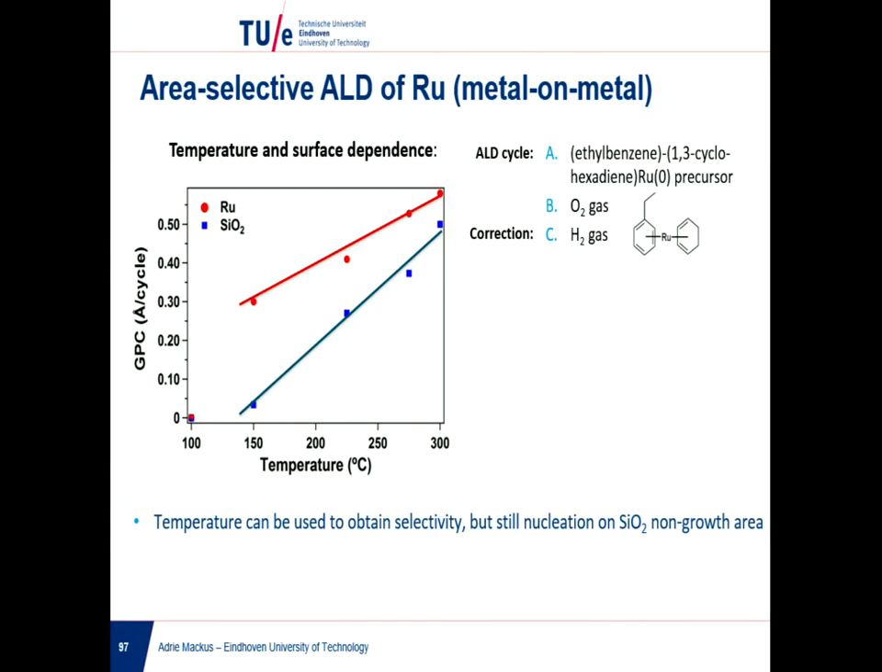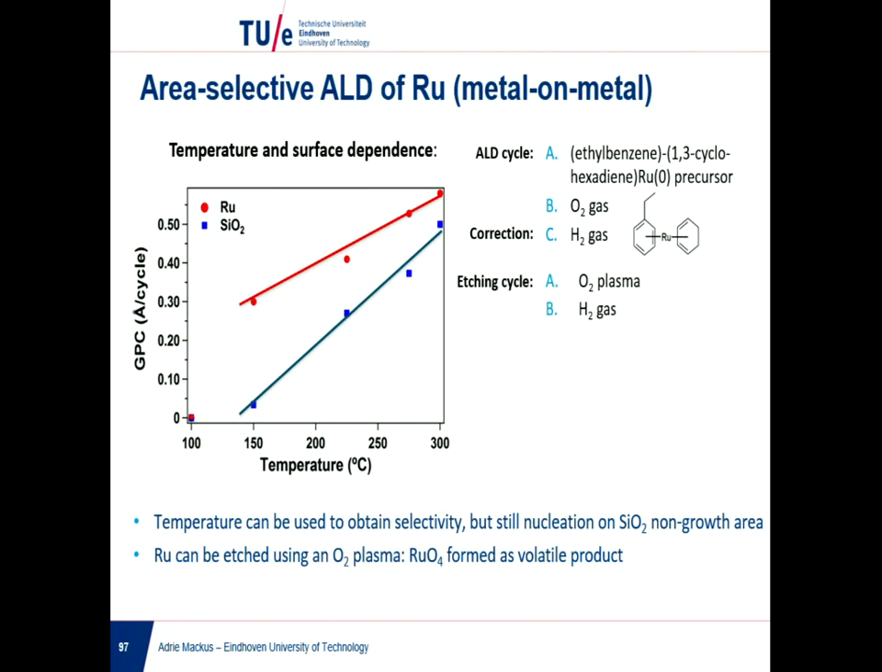What you can learn from this is that if you go to lower temperatures, then we get quite a difference in growth rate. And we can make use of that as a starting point for having a selective deposition process. But it's not good enough. We also get some deposition here.